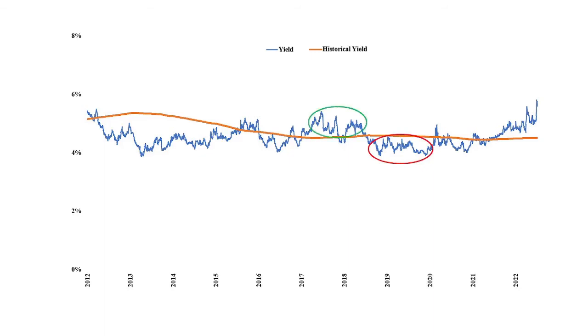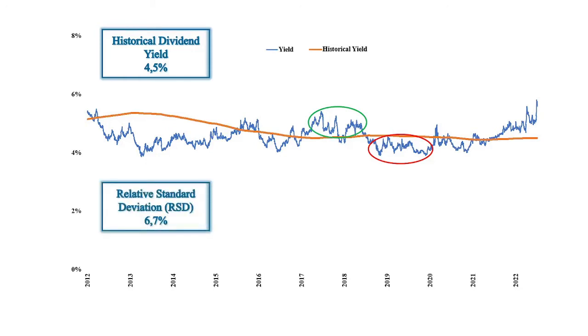The average of the last 5 years is 4.5%, and I would like to define this as the historical dividend yield. Since the historical yield is the foundation for my fair value and buy price calculation, this value shouldn't be too volatile. In an ideal case, the curve will give a straight line. I can measure how much the curve deviates from this ideal straight line by calculating the relative standard deviation, which for Verizon is 6.7%.